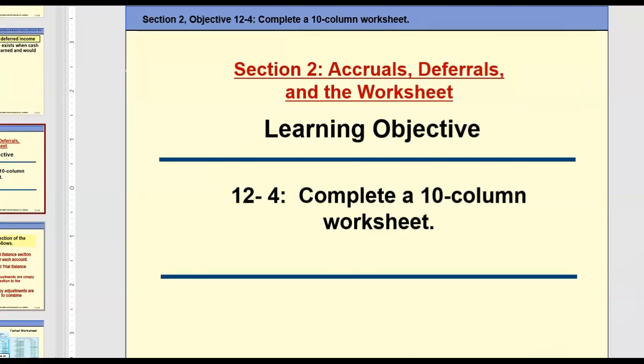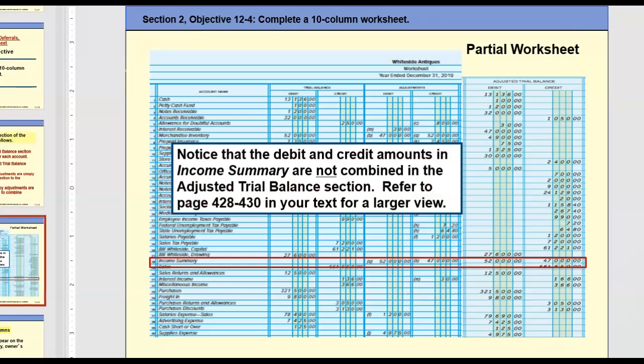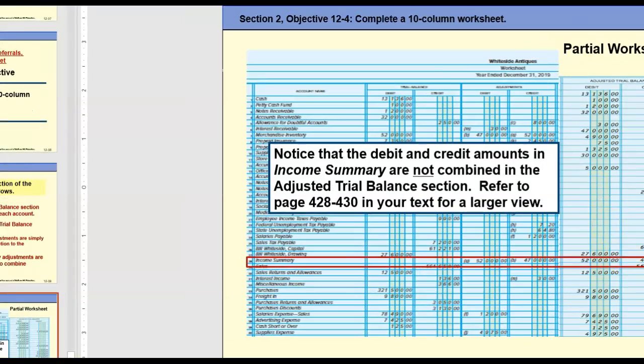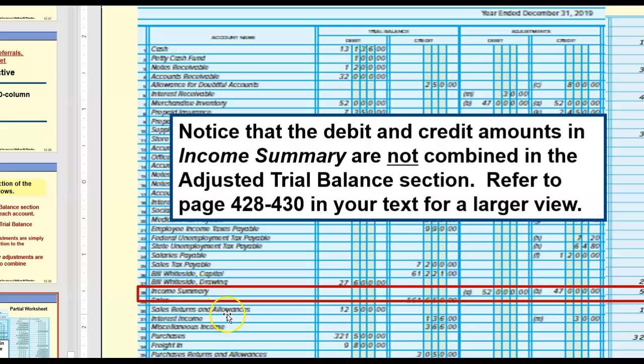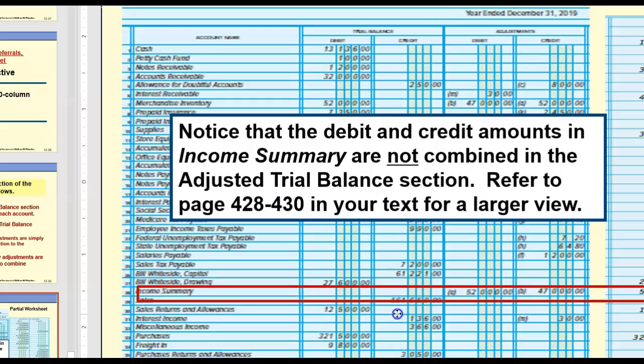Okay, it says complete a 10-column worksheet. And you guys have already done a 10-column worksheet. But let's take a close look at this one. Okay, so I'm going to go ahead and see if it lets me zoom in. If I try to zoom in and see, there's an income summary account under the drawing account. Okay, that wasn't there before.